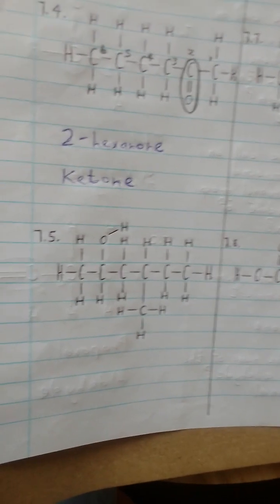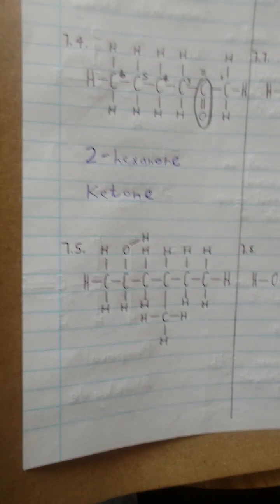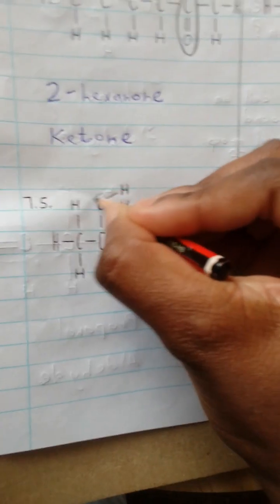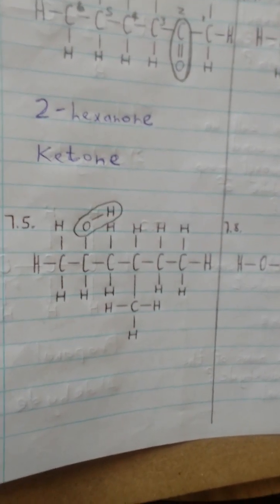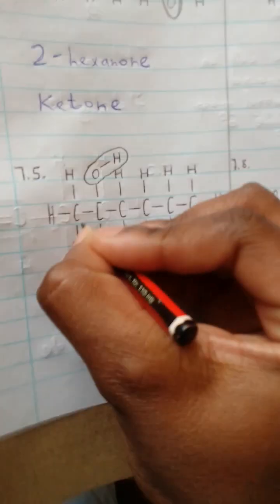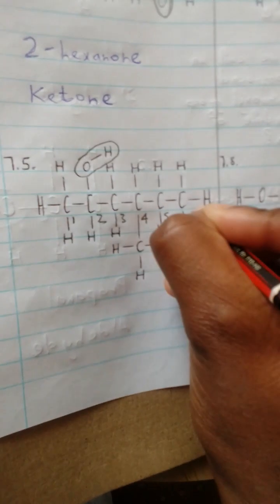7.5, you have that molecular structure. Okay. So you have a hydroxyl group. Here it is. When you have a hydroxyl group, what must you think of? Alcohol. Okay, now you have to identify the longest chain. 1, 2, 3, 4, 5. 1, 2, 3, 4, 5, 6. So 6 carbon atoms.